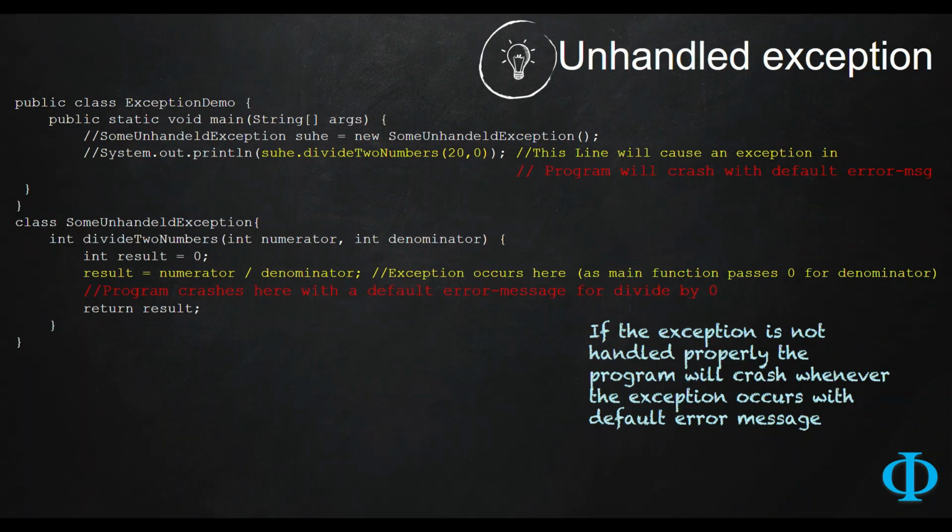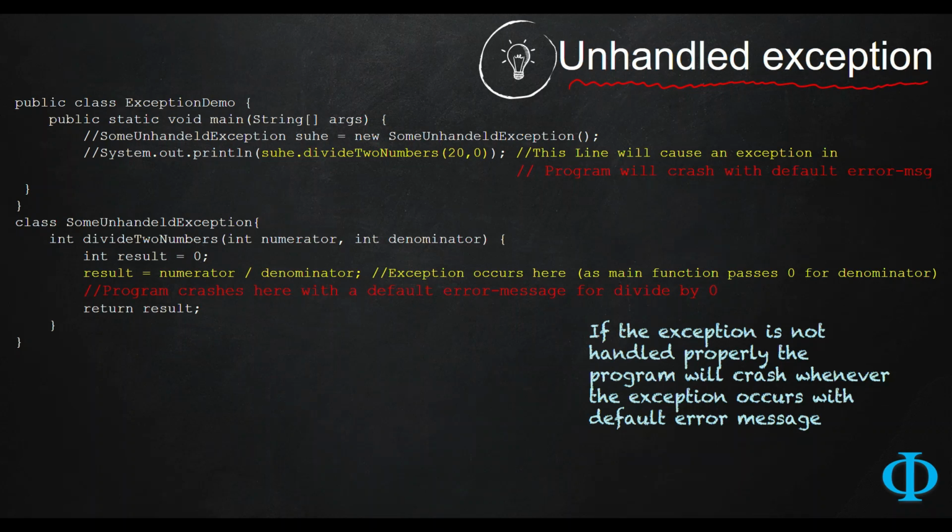Now from this video onwards, we are going to learn how to handle exceptions in Java programs. So before going to handling exceptions, let us see an example of an exception. If it remains unhandled in your code, what happens then?